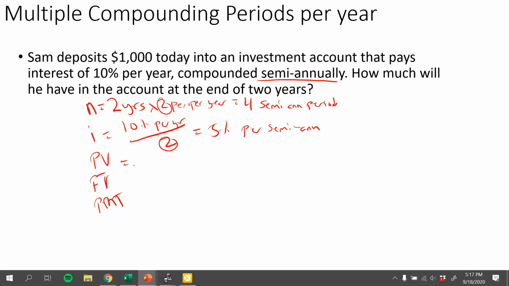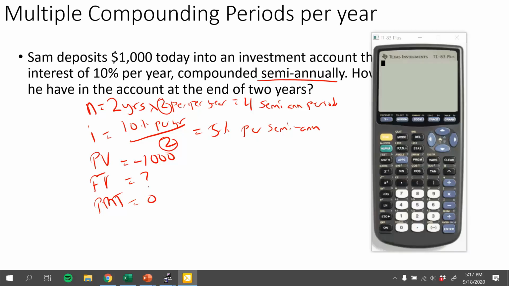All right, the rest is just standard. Our PV is going to be negative 1,000, and we're solving for FV, and we'll leave payment as 0. All right, let's go to the TI-83 calculator to try to solve this. All right, we have our calculator up, and solving this is going to be similar to what we have already done. Nothing really changed at all.